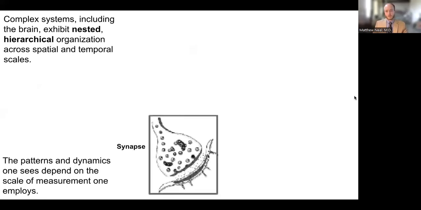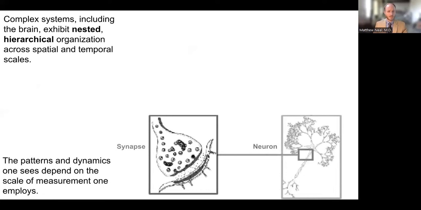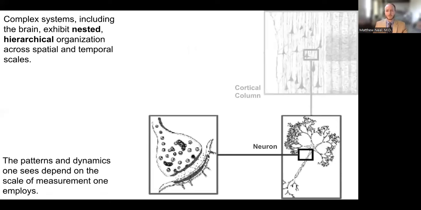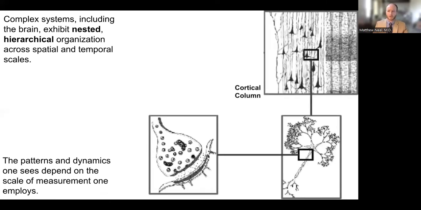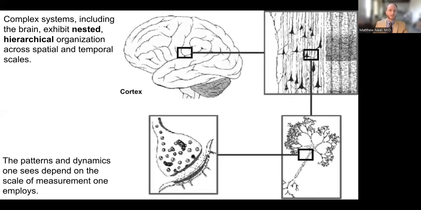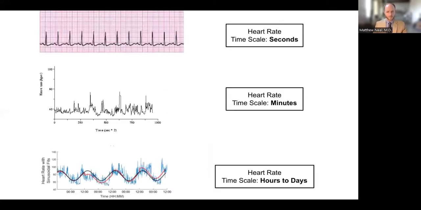So the brain is a complex system, but it exhibits nested and hierarchical organization across different scales of time and space. And the patterns of dynamics you see depend on what scale you're looking at. So at small scales, you've got the synapse. Many synapses are intrinsic to the neuron. Many neurons come together to interact, creating cortical columns, et cetera, on until we have the full brain.